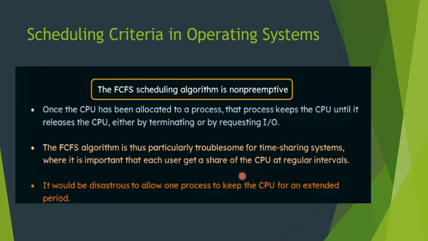Now, let's look at some important points here to note. Under non-preemptive scheduling, once the CPU has been allocated to a process, that process keeps the CPU until it releases the CPU either by terminating or by requesting an input-output. So this is what happens when we have a non-preemptive form of scheduling under the first come, first serve scheduling algorithm.